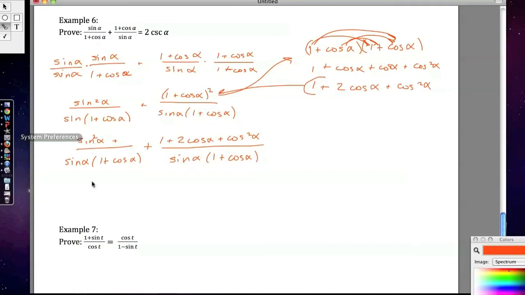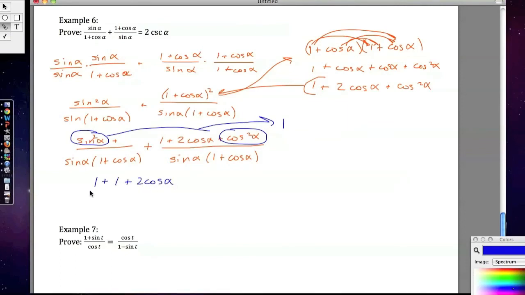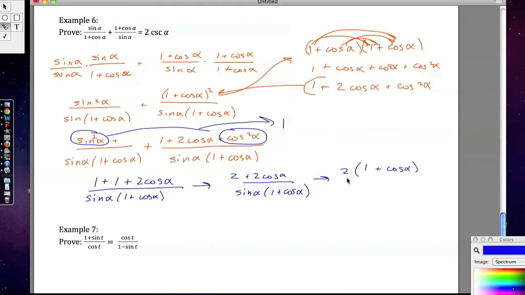And when I regroup, I'm going to see that this sine squared alpha plus this cosine squared alpha is actually going to equal 1. So what I'm going to have is 1 plus 2 cosine alpha over sine alpha times 1 plus cosine of alpha. When I move over here, that's 2 plus 2 cosine alpha over sine alpha times 1 plus cosine of alpha. Now, here comes the trick. There's a 2 in each of these, so I'm going to factor that out. So I've got 2 multiplied by 1 plus cosine of alpha. And on the bottom I've got sine alpha times 1 plus cosine of alpha.